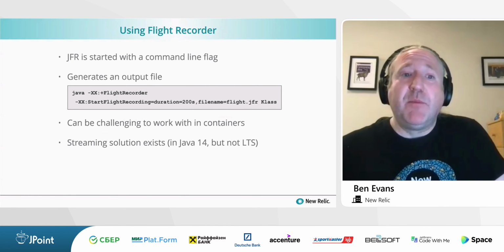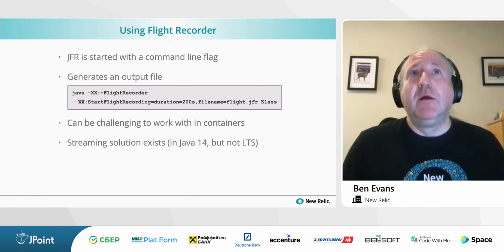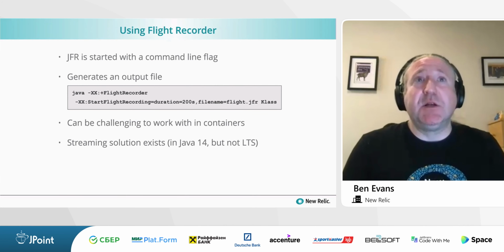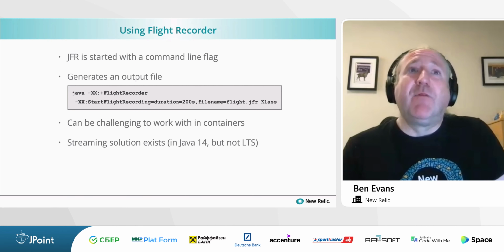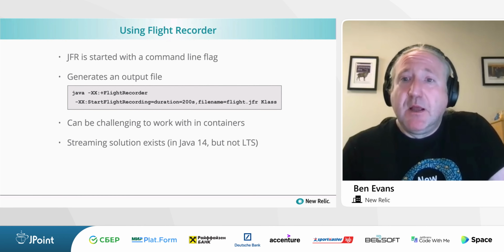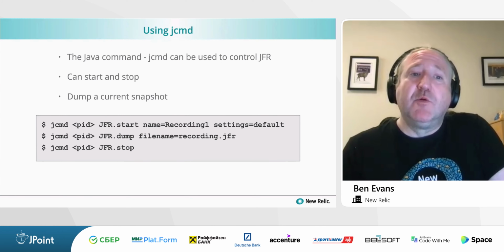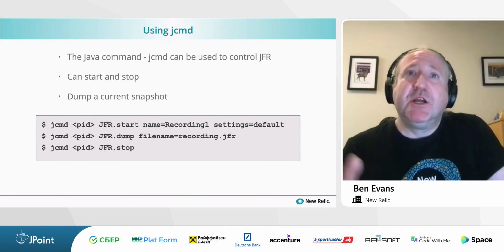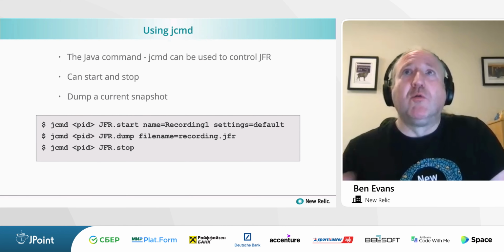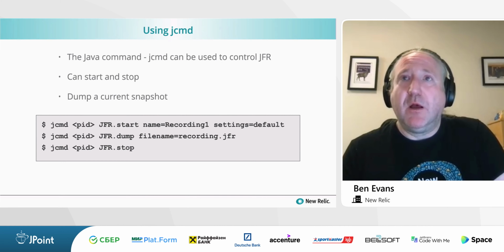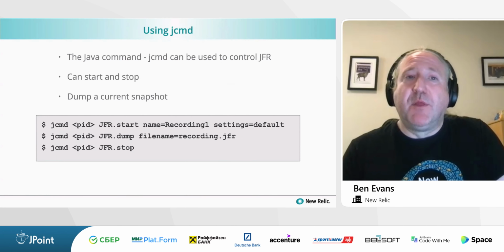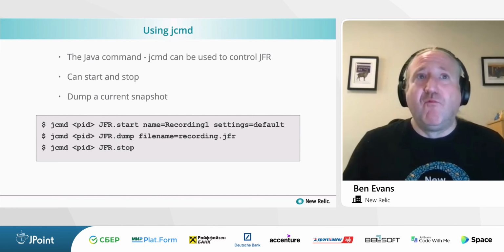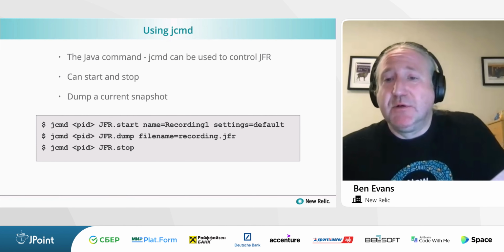You can start it up from the command line by saying, I want to start a recording at startup, but that can be very challenging to work with in containers. It comes with a command called jcommand, or some switches in jcommand, where you can tell it to control the Java Flight Recorder recordings. But the problem is that this is not very useful on a container, because not many people want to SSH into their container and run commands in order to control the recordings.